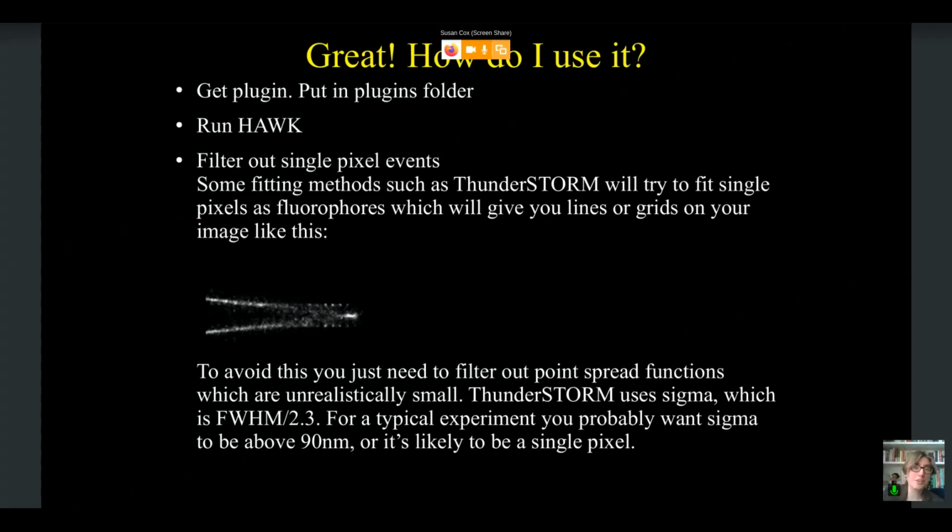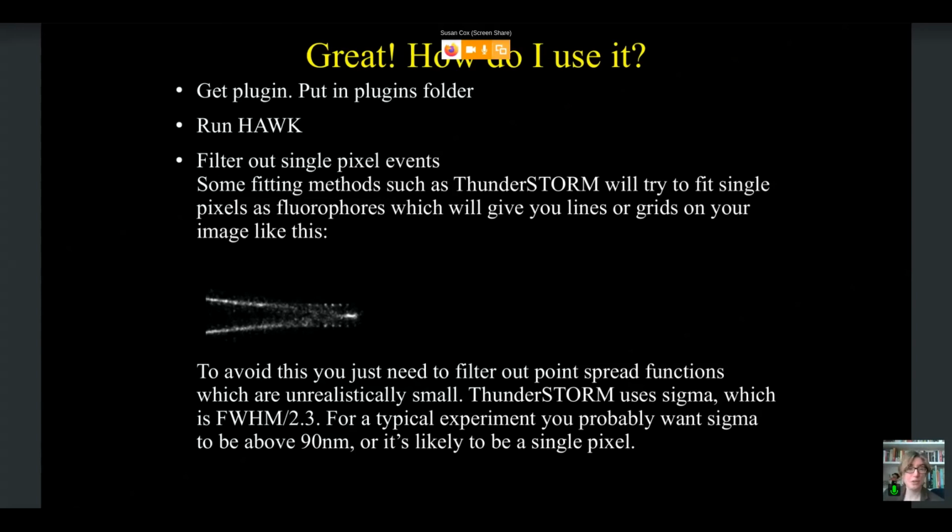The only thing that you do have to be a little bit careful of is that a lot of the fitting methods, such as thunderstorm, have a tendency to fit single pixel events as arising from fluorophores. So they do tend to fit single pixels, not as noise, but as fluorophore events. And that can lead to this effect that I've shown here, where you have bright spots appearing at your original camera pixel distance. And this is just because for some reason thunderstorm cannot distinguish between single pixel events and fluorophores.